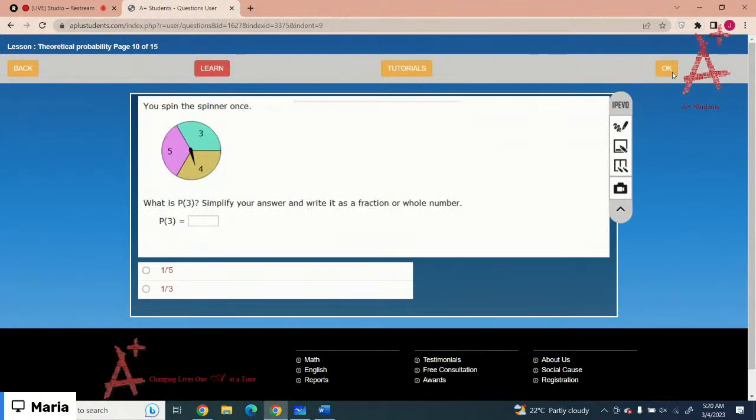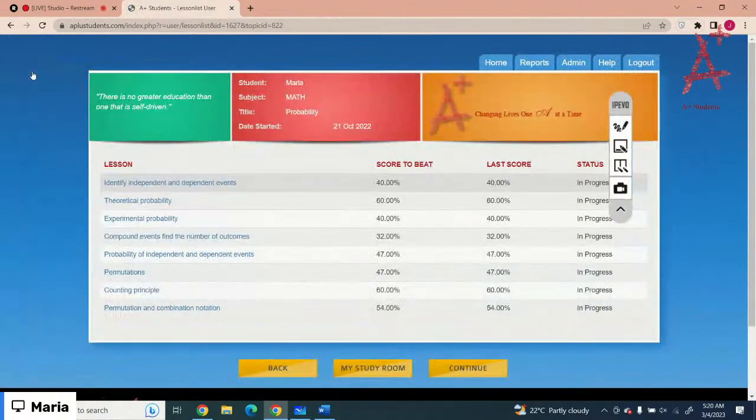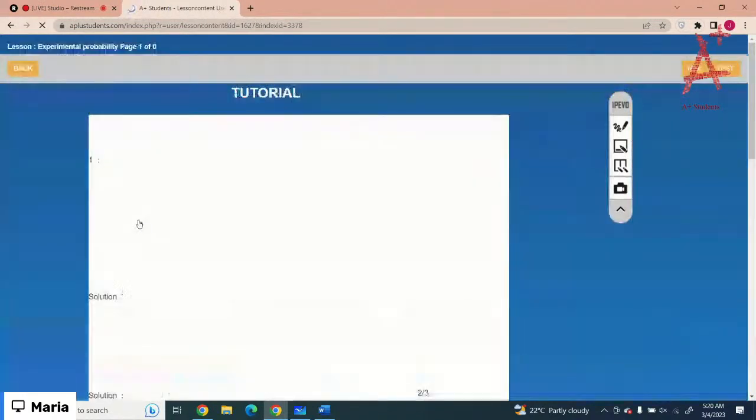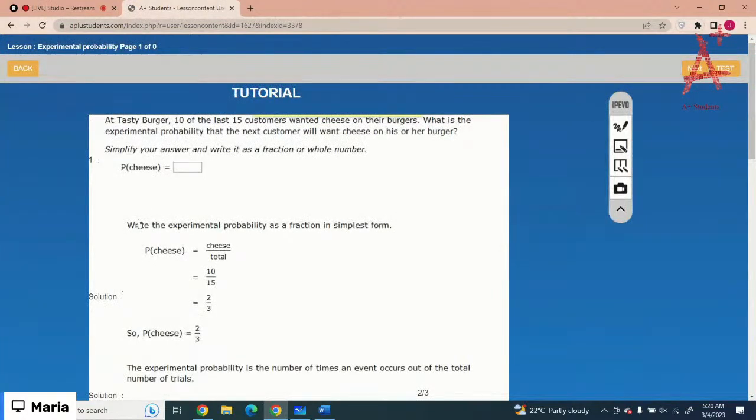Okay, you can complete the test by yourself later today. Let me just move on to the next lesson. And the next lesson is experimental probability. The one we have just completed is the theoretical probability. Now we're going to learn the experimental probability. Let's just start with the first example.